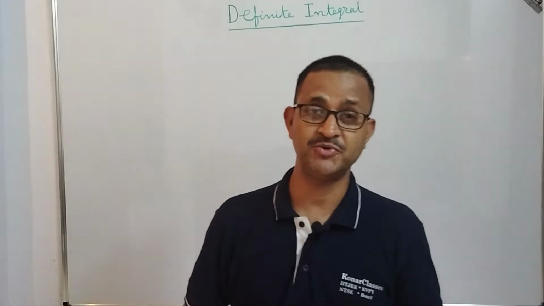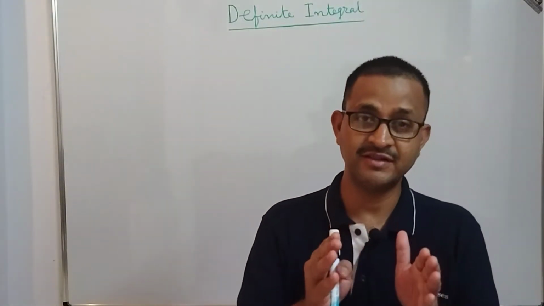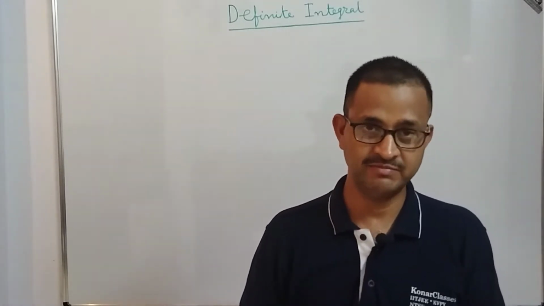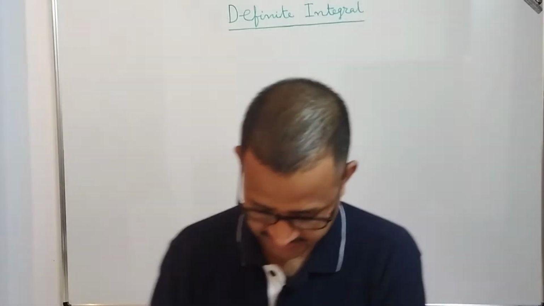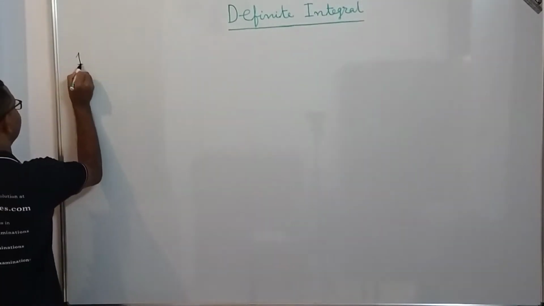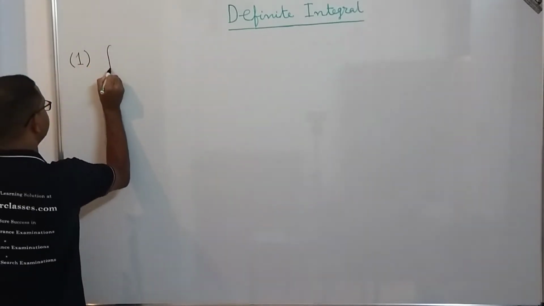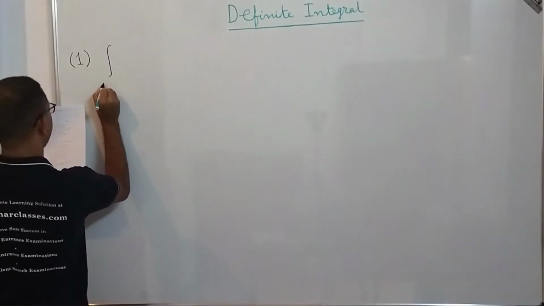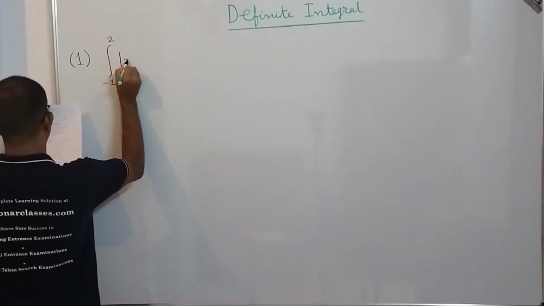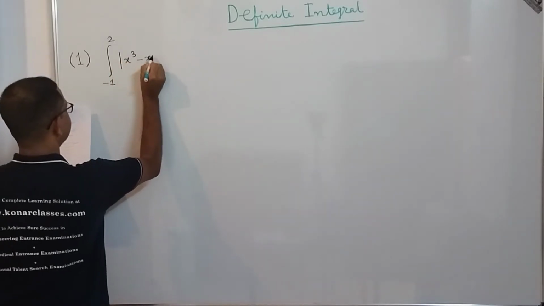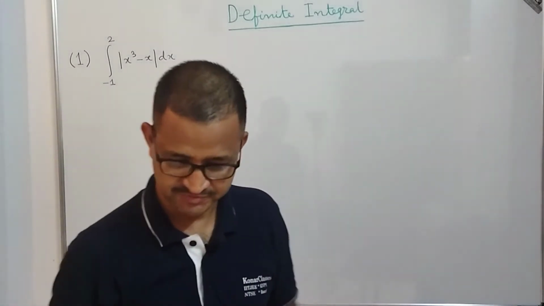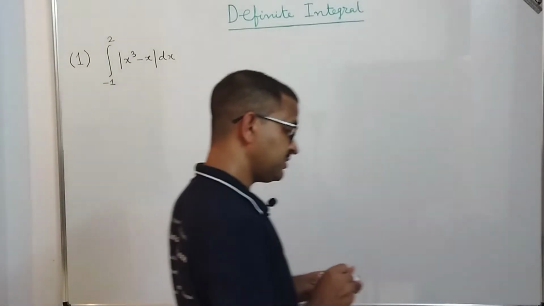First question, it needs a special kind of thinking to approach this problem. Let me first write down this question from my notebook, and after that we will solve it. The first question is a definite integration with lower limit -1 and upper limit 2 of mod of x cube minus x dx. So this value we need to find out. We'll spend some time to solve this particular question.